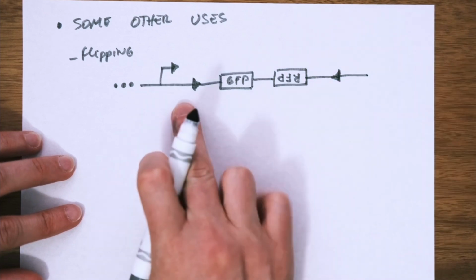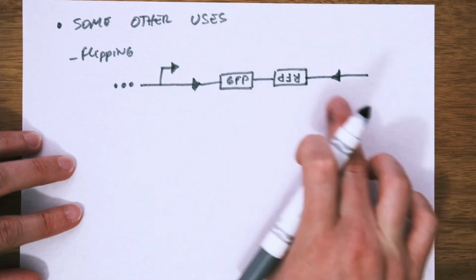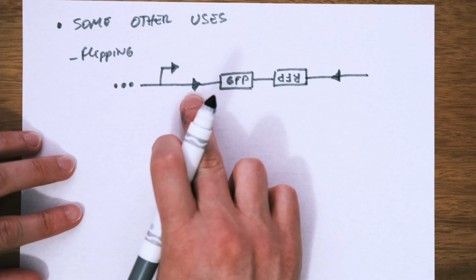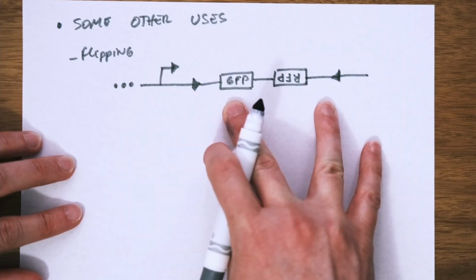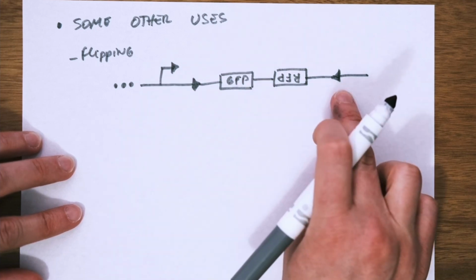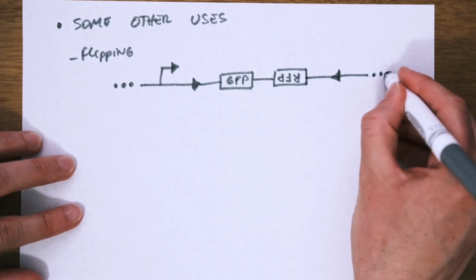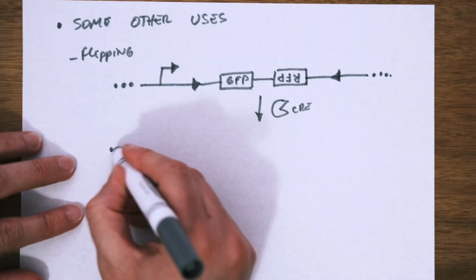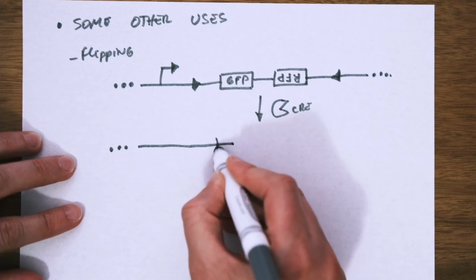Here I want to highlight the importance of the orientation of the LoxP site, because previously, when we had it in the same orientation, this section got deleted. When we have them facing each other, what happens is the following. So when we add the Cre to the mix, what we get is a very similar situation.